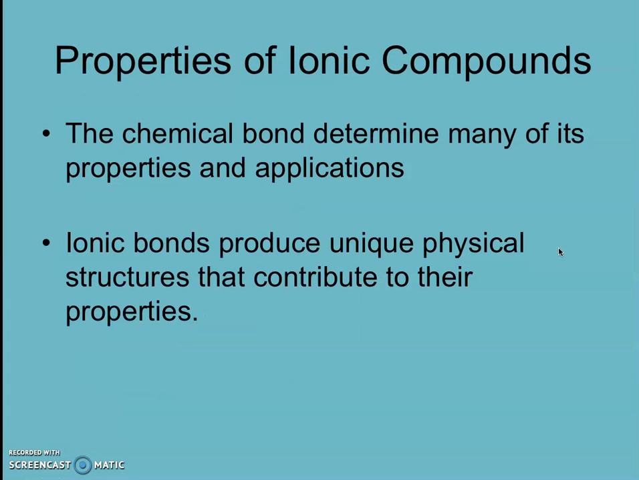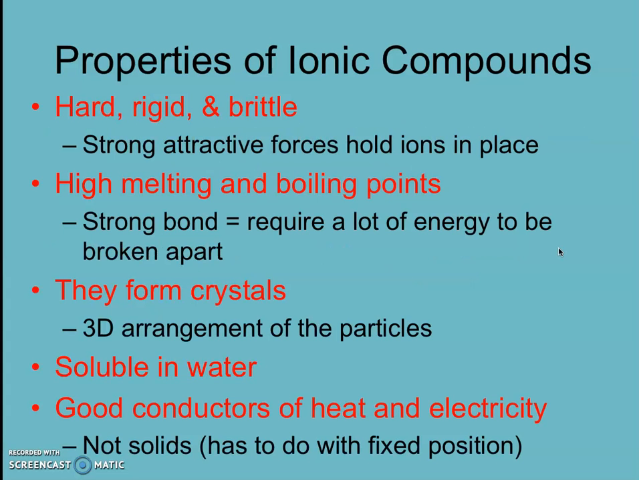So some properties of ionic compounds: the chemical bond that they form is what's really going to determine the properties, but they do create these pretty unique traits. For the most part, ionic compounds are hard, rigid, and brittle. They have these strong forces keeping everything together, and that's what's creating this hard structure. They have a really high melting point and boiling point because, again, with the strong bond, it takes a lot of energy to be broken apart.